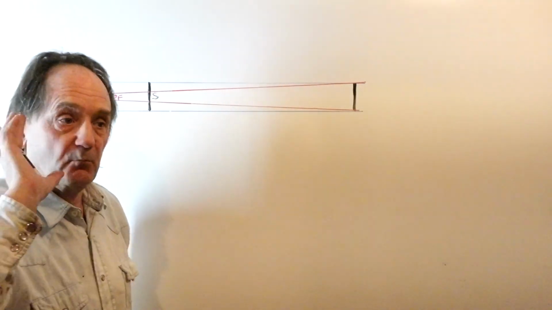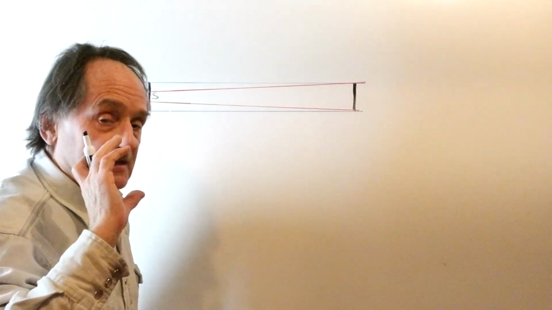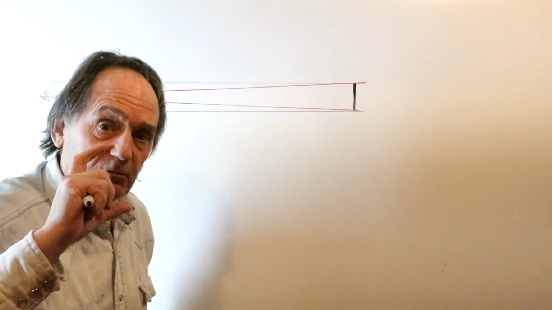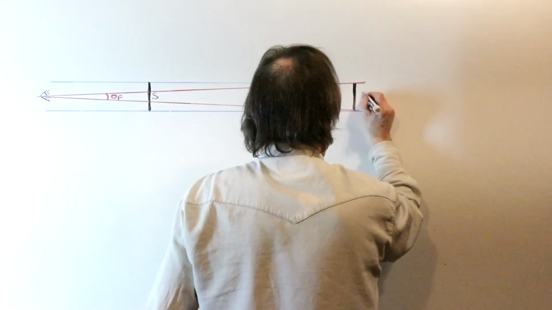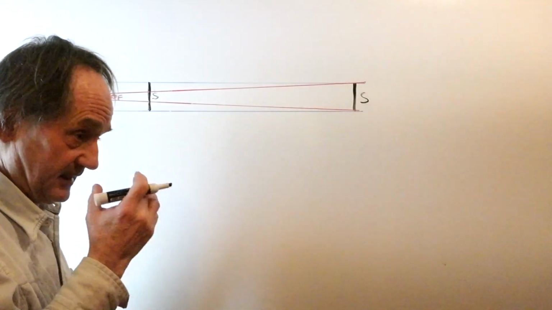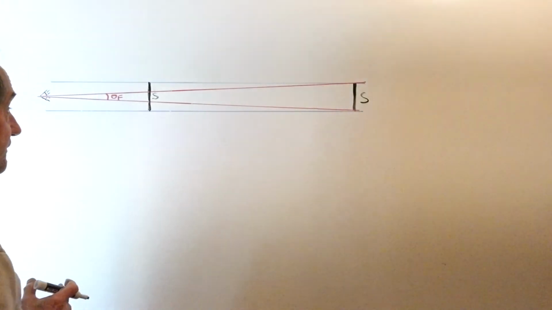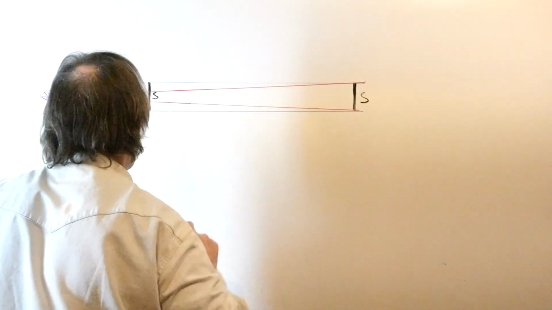And as the object moves out into the distance or comes closer to us, the actual size of the object does not change. It remains constant. It's just our perception of the size of the object that changes, but the actual size of the object remains fixed, say at a height S.